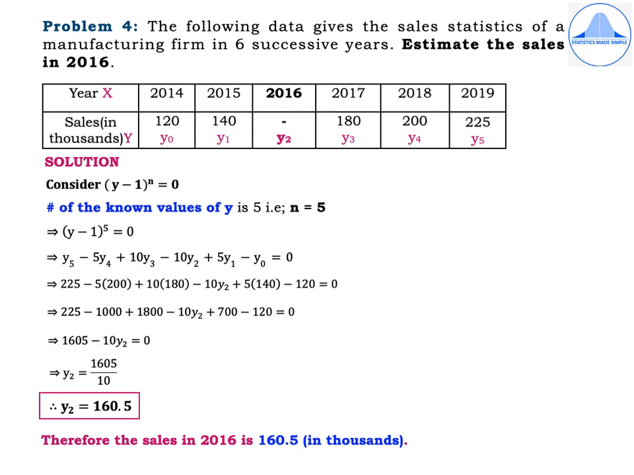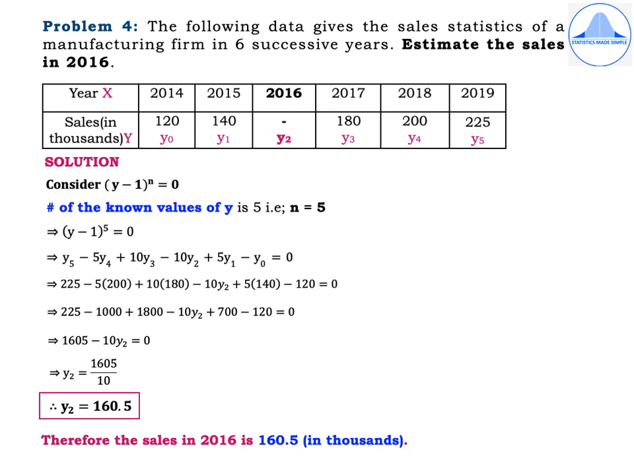Also mark Y0, Y1, Y2, Y3, Y4 and Y5. Solution: consider (y minus 1) to the power n equal to 0. The number of known values of y is 5, that is n is equal to 5, which implies (y minus 1) to the power 5 is equal to 0. Then write the expansion. Start with y5, y4, y3, y2, y1, y0 equal to 0.